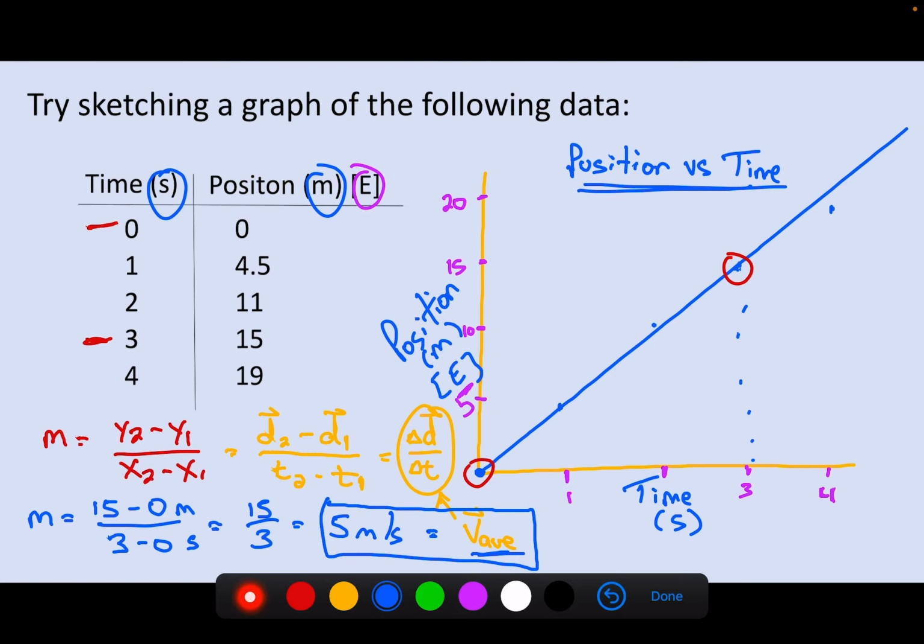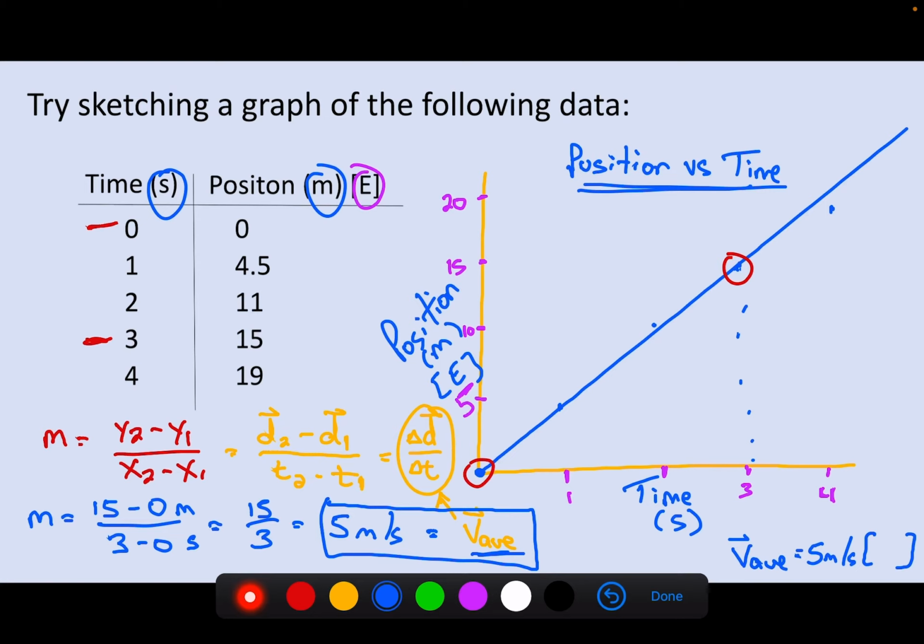Okay. If I was going to write that nicely, I would say V average is 5 meters per second. And we should put a direction on here. And remember what I was telling you at the beginning.